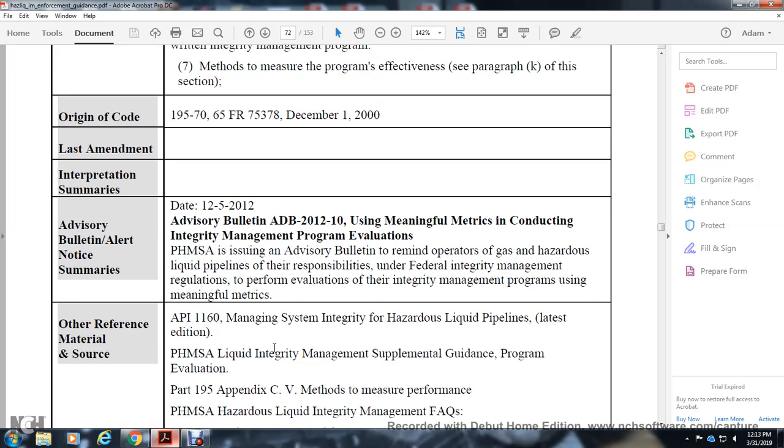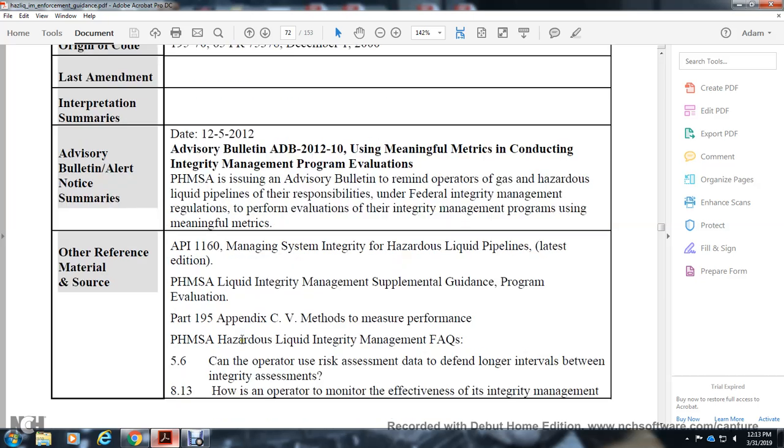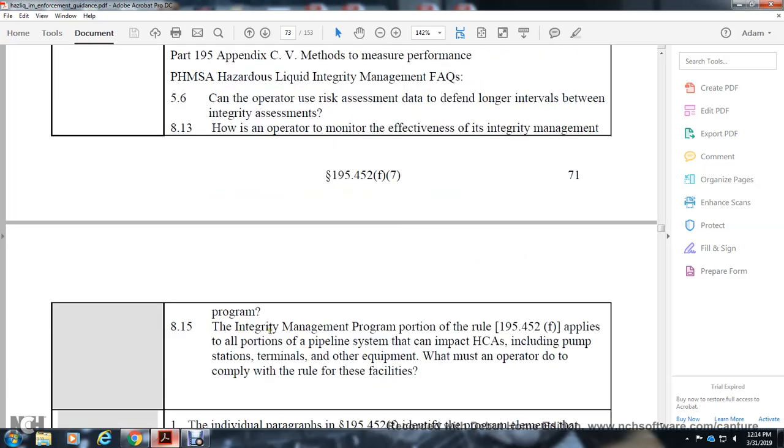Other material sources: API 1160, Managing System Integrity for Hazardous Liquid Pipelines; PHMSA Liquid Integrity Management Supplemental Guidelines and Program Evaluation Part 1, which identifies component C5 with the measures of performance; and the PHMSA liquid integrity management program frequently asked questions. FAQ 5 covers safety in the operator's risk assessment to define the longer intervals between integrity assessments. FAQ 813 covers the operator's management of the effectiveness of the integrity management program. FAQ 815 states the integrity management program portion of 195.452 applies to all portions of the pipeline system that can impact a high consequence area, including pump stations, terminals, and other equipment, so the operator must comply with the rule for those facilities.